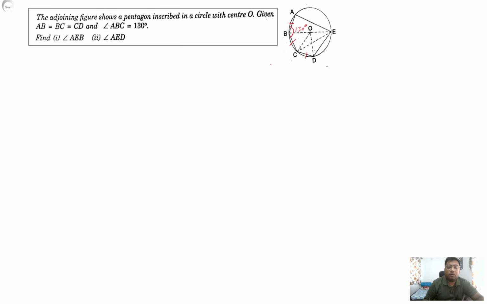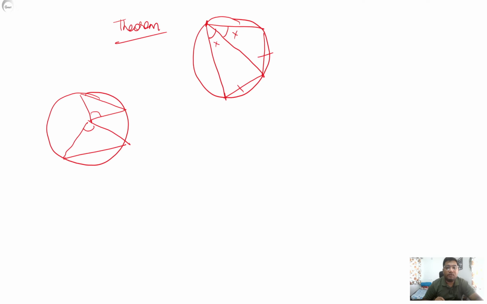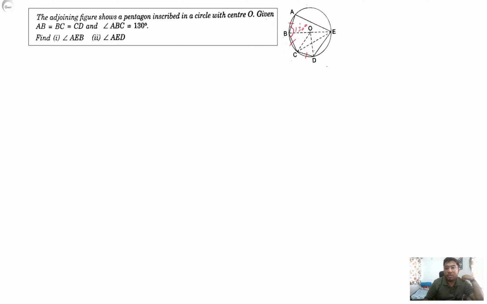Now, if you remember, I had told you in one of the theorem videos that if you have equal chords, they make equal angles at the circumference. This theorem, remember? So we are going to use that directly in this question. So if you see, AB is an equal arc to BC and CD. So this means this angle should be x, this angle should be x, and this angle should be x.